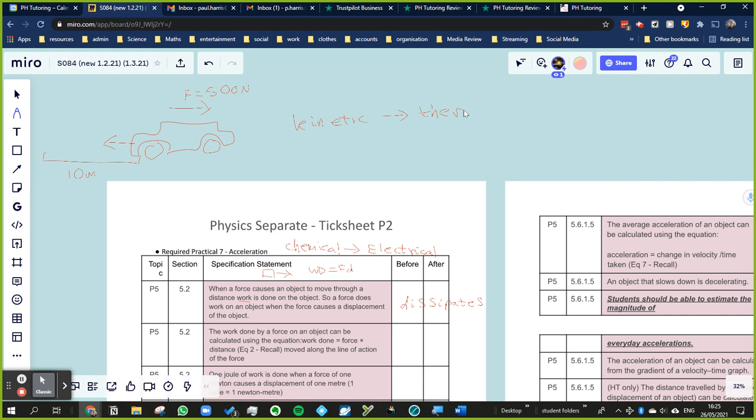and it's going to be force times distance again, because we can use the same formula to convert, because that arrow essentially is the work done. And so the amount of thermal energy would have to have been 5,000 joules.